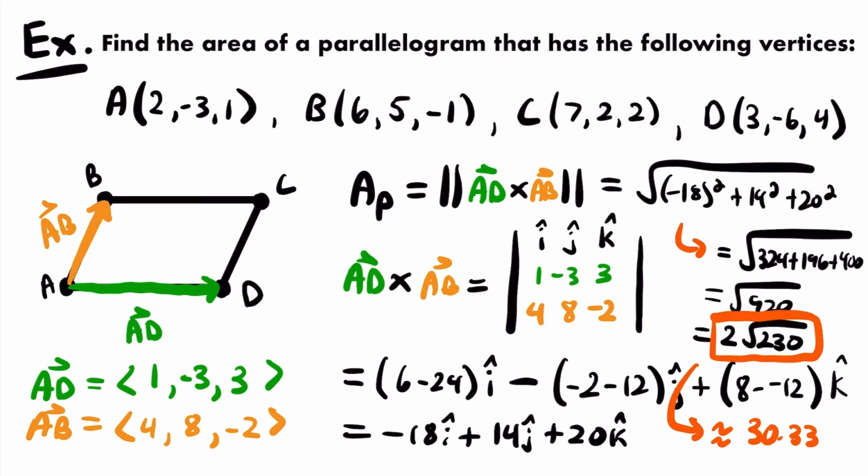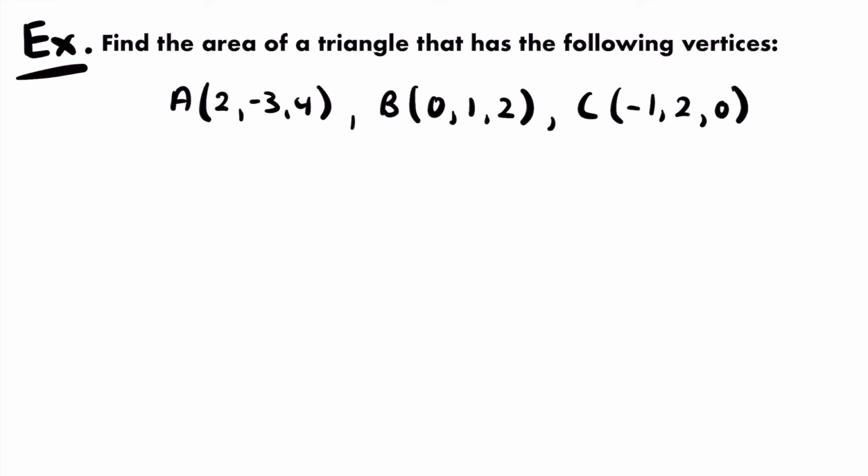Let's take a look at another one. Okay, so next up we want to find the area of a triangle that has the following vertices. And we have 3 points, or 3 vertices, points A, B, and C. A is the point 2, negative 3, 4. B is the point 0, 1, 2. And C is the point negative 1, 2, 0.